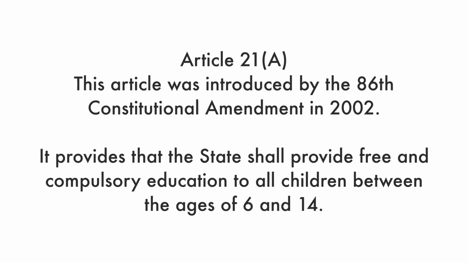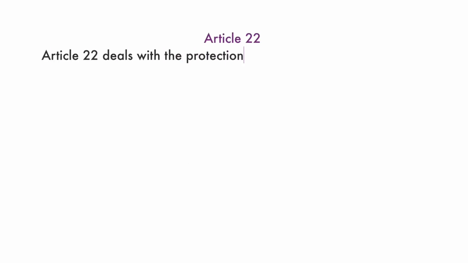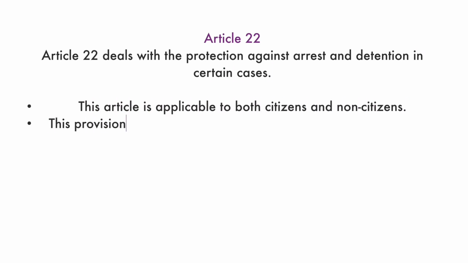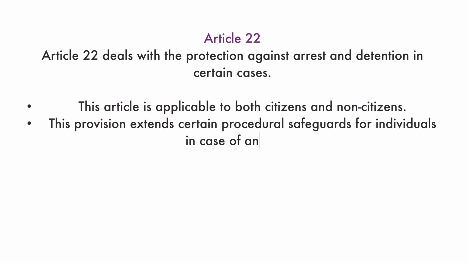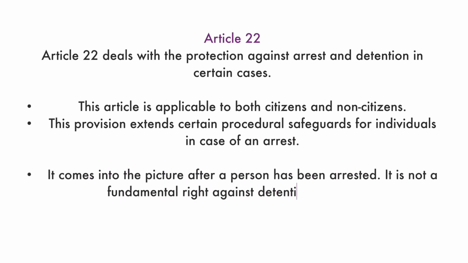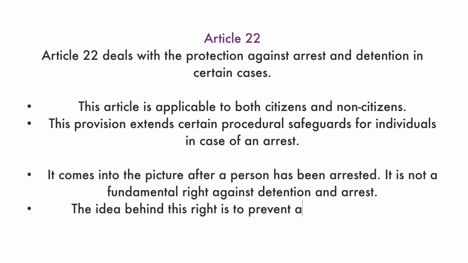It provides that the state shall provide free and compulsory education to all children between the ages of 6 and 14. Now, talking about Article 22, it deals with the protection against arrest and detention in certain cases. Now, this article is applicable to both citizens and non-citizens who are foreigners, NRIs, उनको भी ये right मिलता है. Now, this provision extends certain procedural safeguards for citizens in case of an arrest.